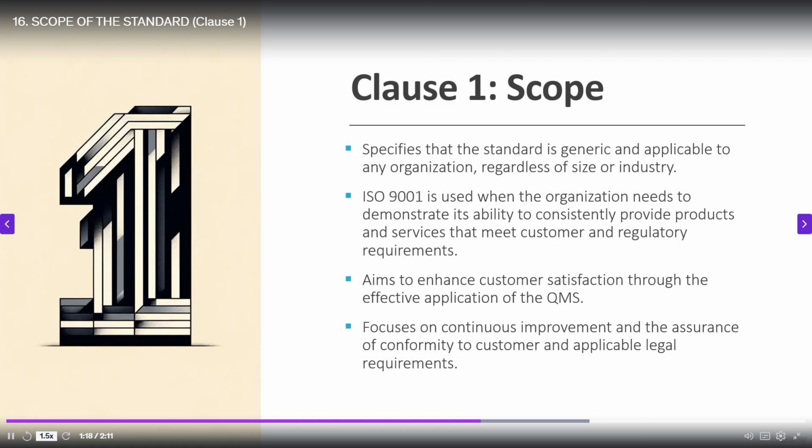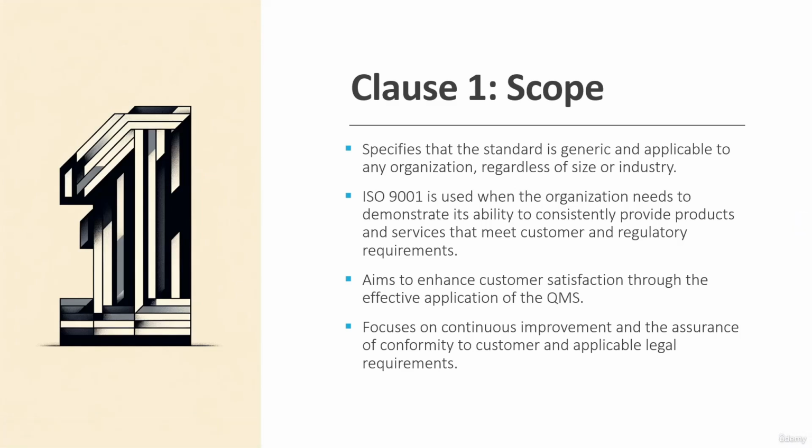The companies implementing 9001 and getting certified to it provide confidence to the customer that they meet the requirements of the customer and legal requirements. And once again, this is about the company and not about the product which this company is making. So this is the first clause, which is the scope clause.